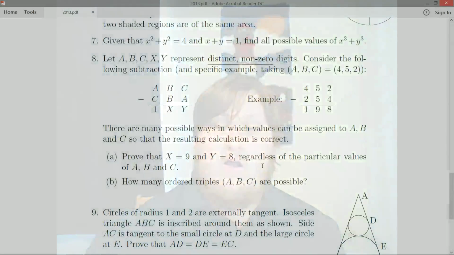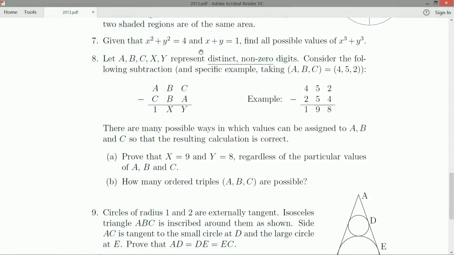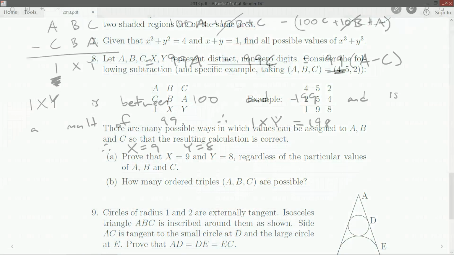So you don't always know exactly what's wanted in every question. But if you're going to make an assumption, write down that assumption. So I would start off B by saying, remember that they have to be distinct. So A, B, or C cannot be 9 or 8. Okay, so I would start that off and make that very clear. I think that's clear in this question just because they have distinct and non-zero underlined.